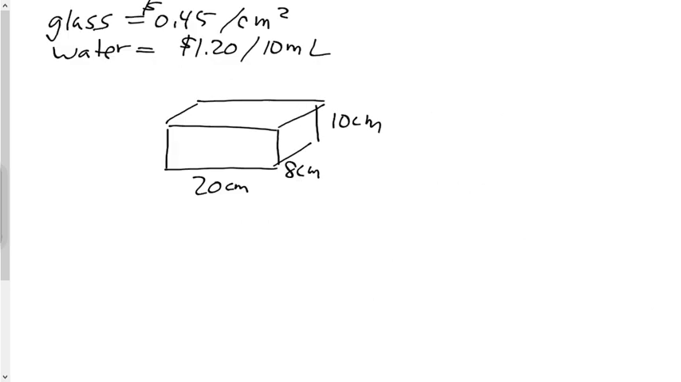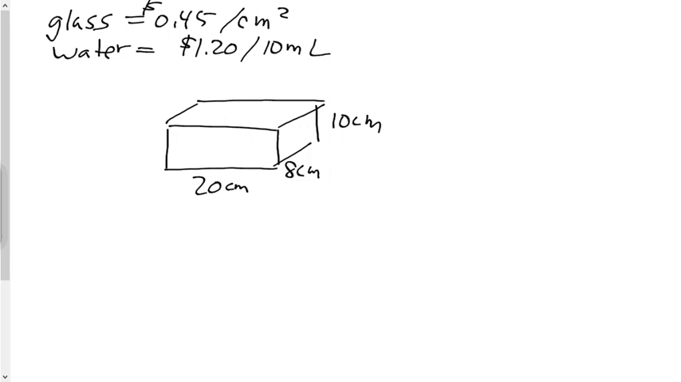Question number 10 says, this box has to be made out of glass. The glass costs 45 cents per square centimeter, and then that box has to be filled with a very expensive water, which is $1.20 for 10 milliliters. How much does it cost to make the box? How much does it cost to fill the box?